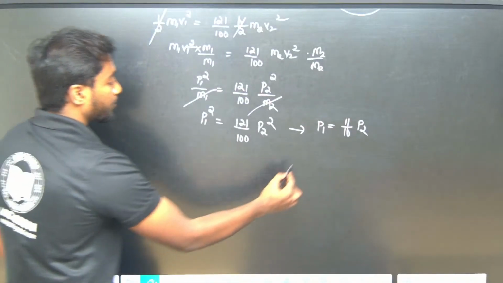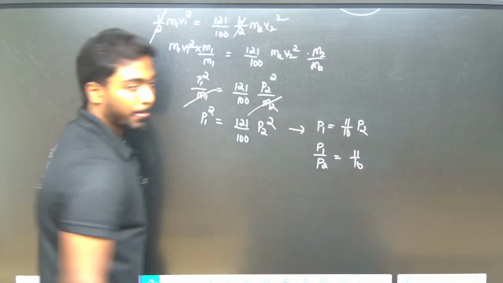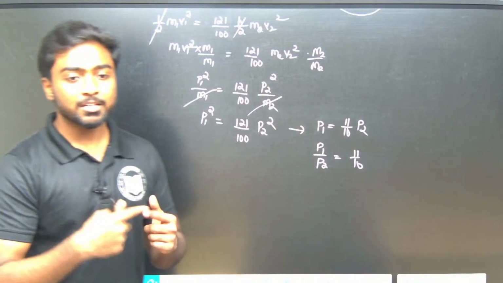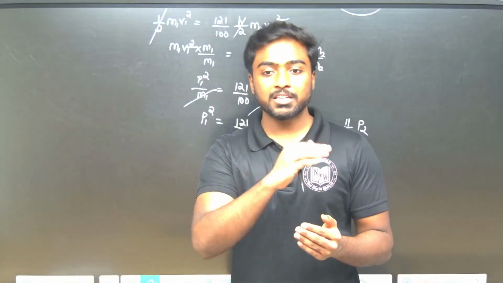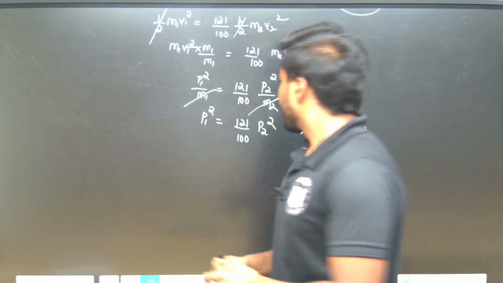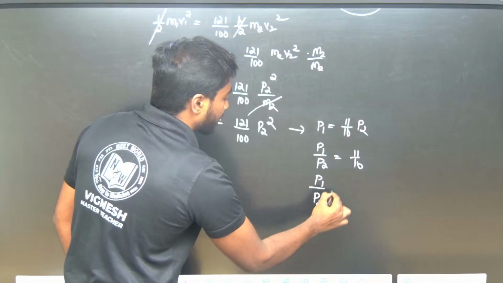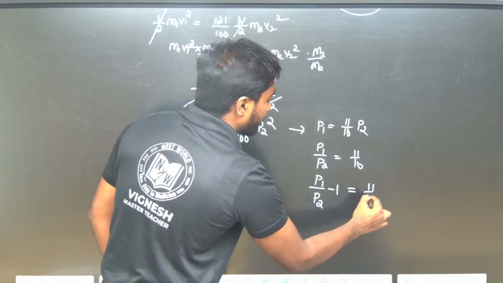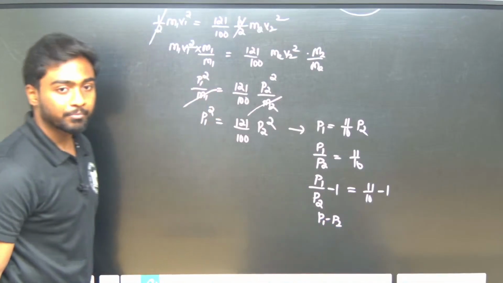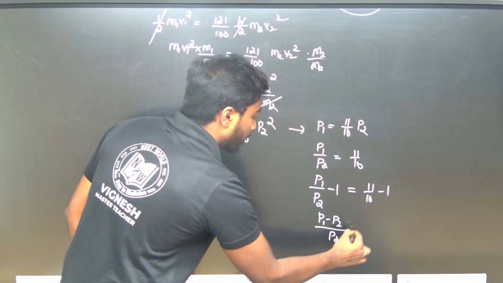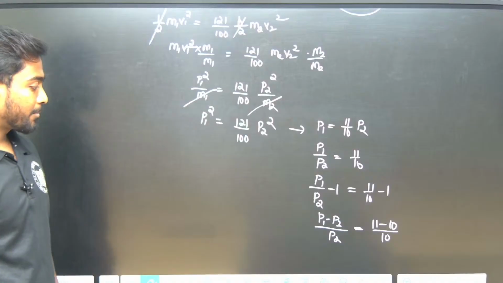So the next one is P1 by P2 will be equal to 11 by 10. Now I need the change in momentum, how much it has increased from the initial to the final case. So let me take the terms here, that is P1 by P2 minus 1, and 11 by 10 minus 1. Why? Because (P1 minus P2), the change in momentum, by P2 will be equal to (11 minus 10) by 10.